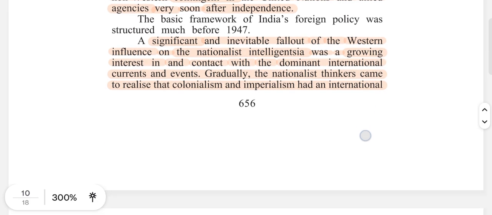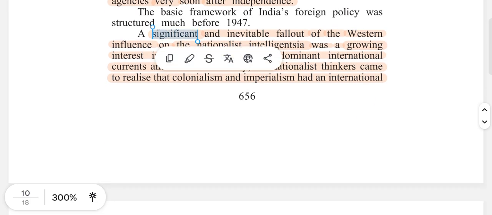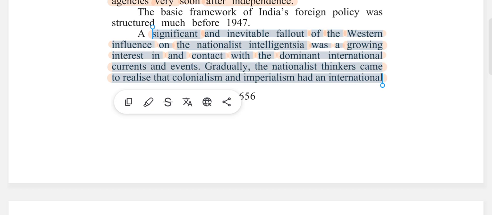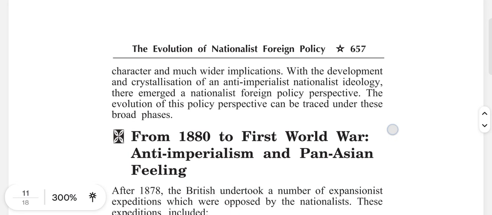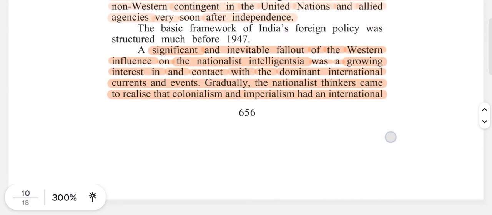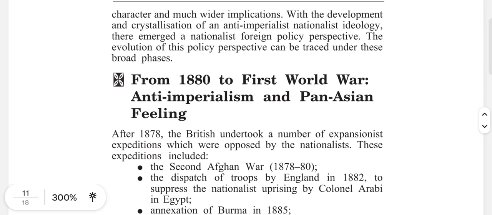With the development and crystallization of an anti-imperialist nationalist ideology, there emerged a nationalist foreign policy perspective. The evolution of this policy perspective can be traced under several phases. From 1880 to the First World War, anti-imperialism and Pan-Asian feeling.